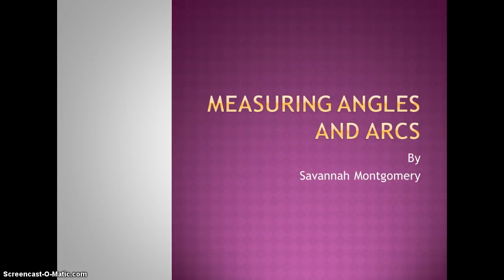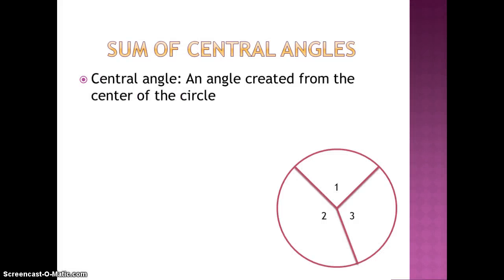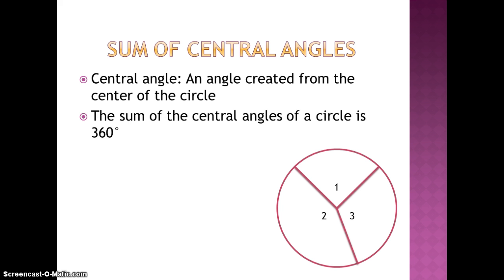Measuring angles and arcs. Sum of central angles. A central angle is an angle created from the center of the circle. The sum of the central angles of a circle is 360 degrees. Measures of angles 1 plus 2 plus 3 equals 360 degrees.